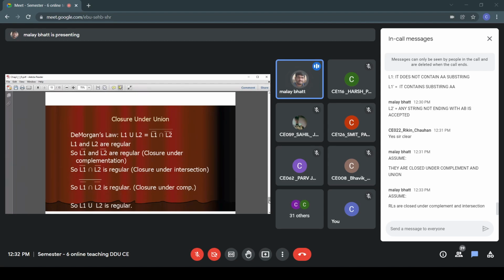So is this clear? Any query in this? Right? So using these two assumptions, we can prove the third thing. We have to make an assumption of any two things, and based on the two things, we can prove the third thing. So any query in this?